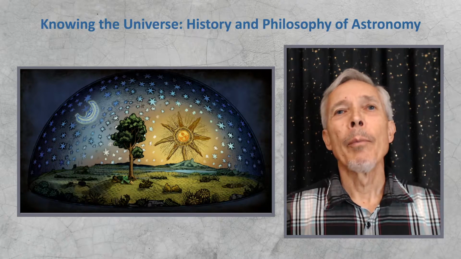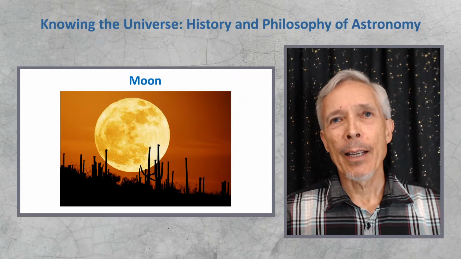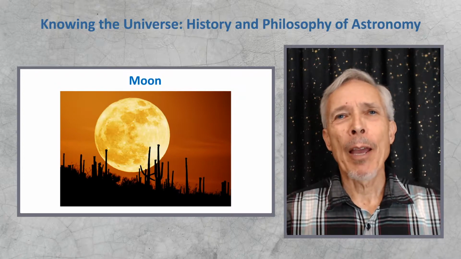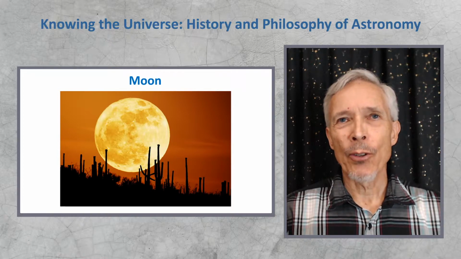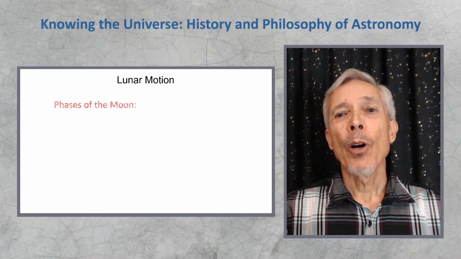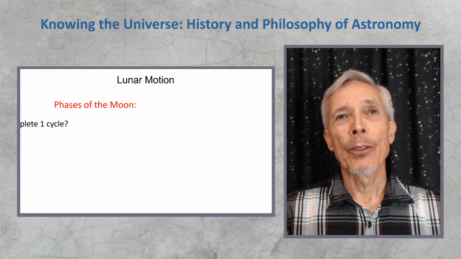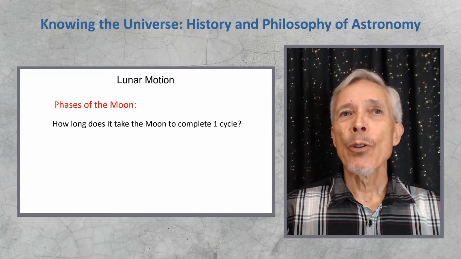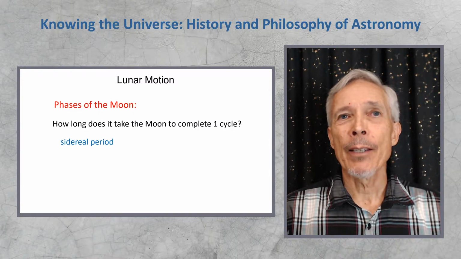Now let's talk about the moon. The moon is a prominent object in the night sky, famous in astronomy, famous in myth and culture, and obviously known throughout human history. Lunar motion is important, not just for astronomy, but for human culture. The phases of the moon reflect how long it takes the moon to complete one cycle of its phases.